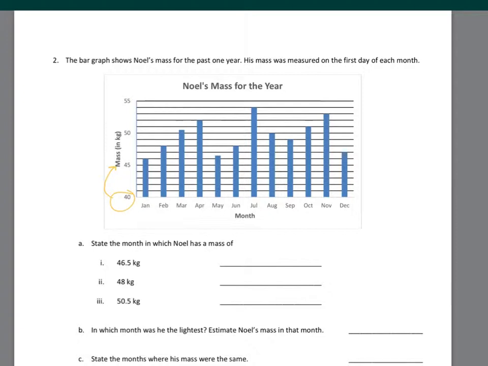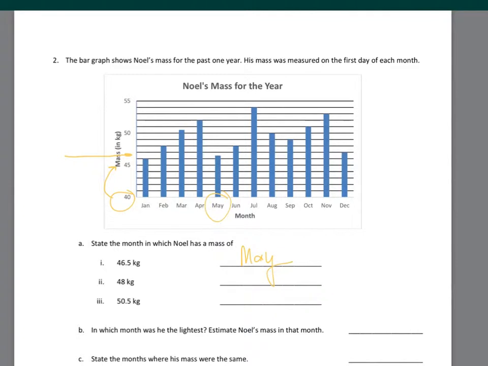Okay, so the first question in this item is to state the month in which Noel has a mass of 46.5 kilograms. So this is reading graphs. Basically you just have to refer to the graph and locate the value. So we have to go to a value close to 46, and the only month that Noel had a mass of 46.5 kilograms happened in the month of May. Okay, so the answer to this is May.